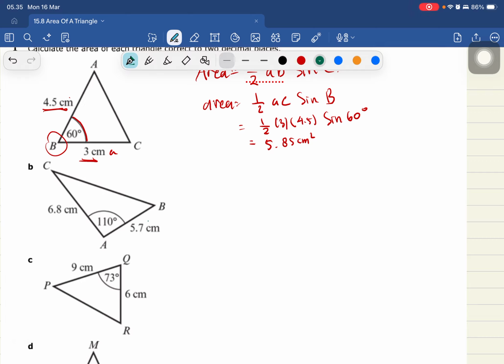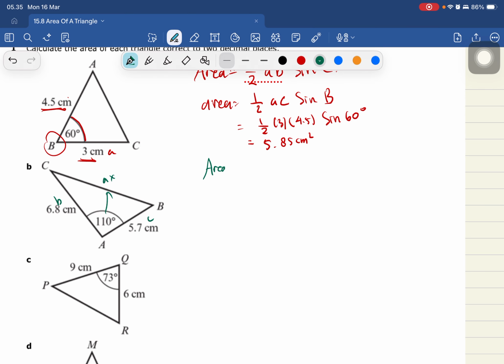Here, small c is opposite B and A, so we will not use it. The area is going to be half of bc multiplied with sine A. So half of b is 6.8, multiplied with c is 5.7, and sine 110 degrees. Use a calculator, then you will get the answer of 18.21 centimeters squared.